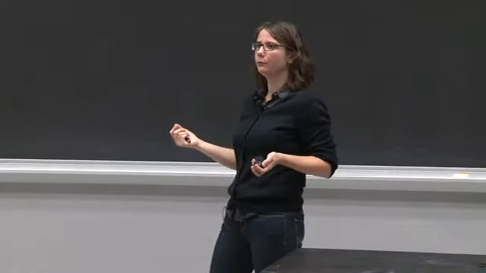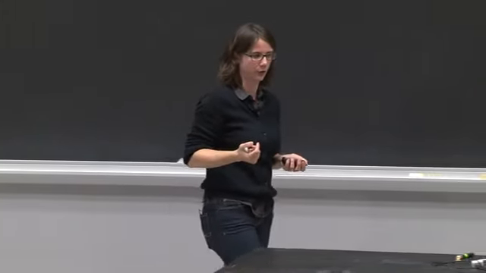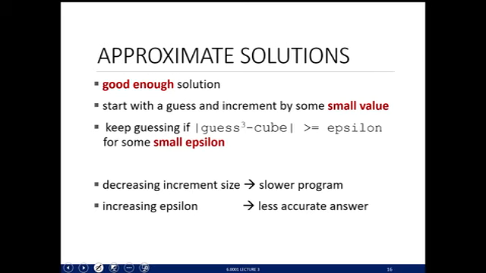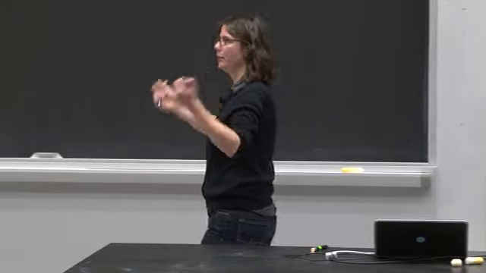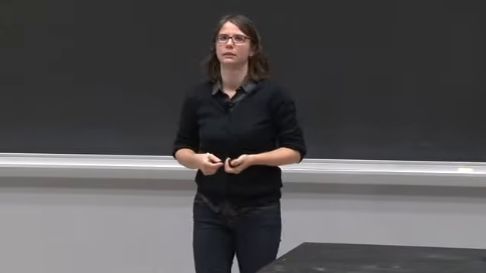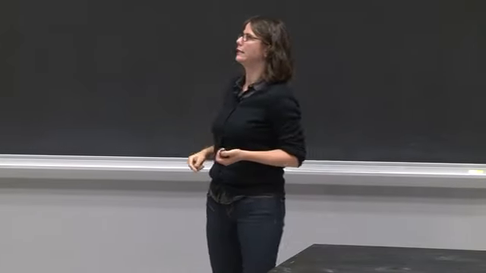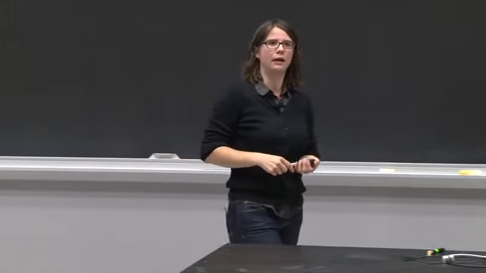So this is where we're okay with having a good enough solution. Okay? In order to do that, we're going to start with a guess and then increment that guess by some small value. Okay? Start from 0 and start incrementing by 0.001. And just go upwards from there, and at some point you might find a good enough solution.